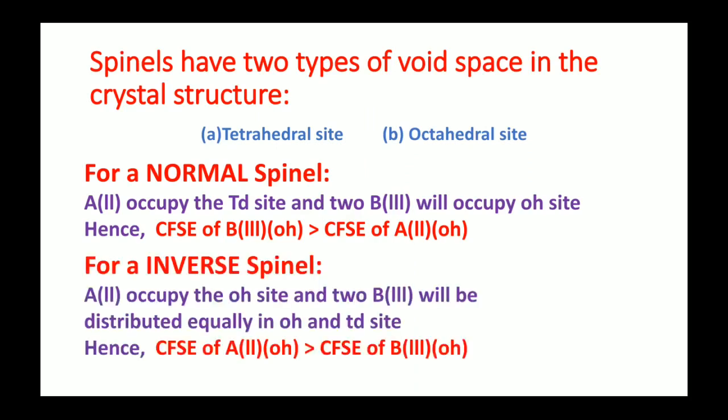So what is the inverse spinel? For an inverse spinel the metal 2+ will occupy the octahedral site and metal 3+ will occupy the tetrahedral site as well as the octahedral site. So it will be distributed between these two, 50% 50%. So why is it like this? Because the CFSE value of metal 2+ in the octahedral site is greater than the CFSE value in the octahedral site of metal 3+, and hence the metal 2+ will choose the octahedral site for gaining more CFSE, and hence it will be an inverse spinel. So guys, for better understanding I will come to the examples.